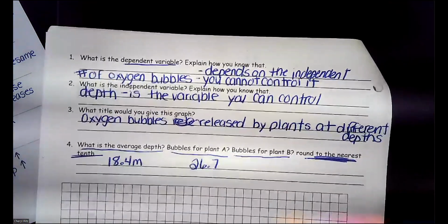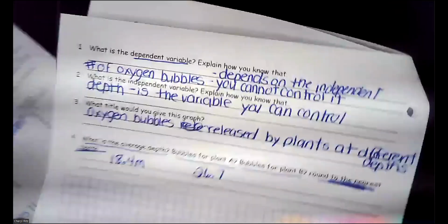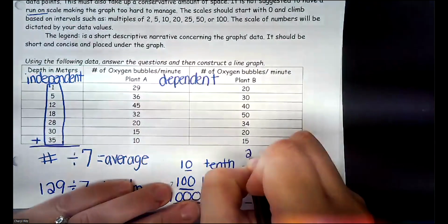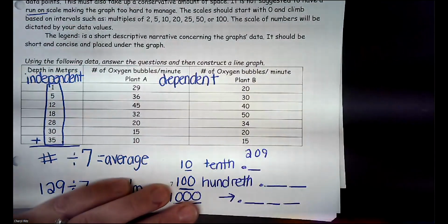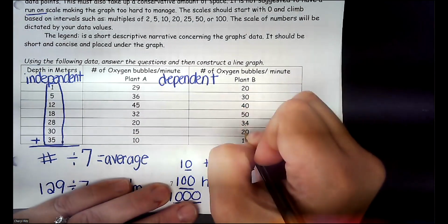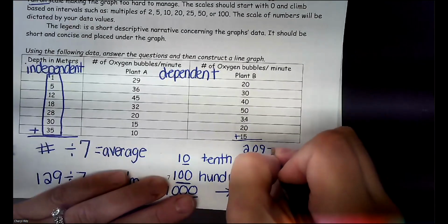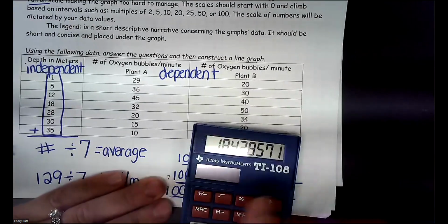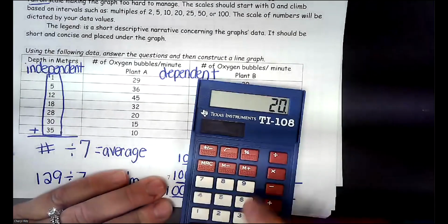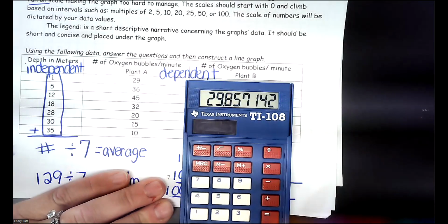For plant B, this one, I did write it down. When I added them all up, I got 209. What do I divide that by? 7. Still, there's 7 numbers. 1, 2, 3, 4, 5, 6, 7. So when I added those up, I got 209. And I divide that by 7. Let's look at that number. 209 divided by 7.